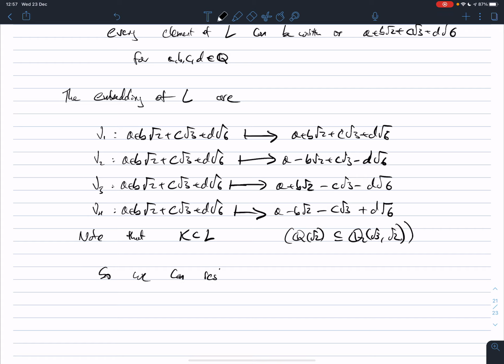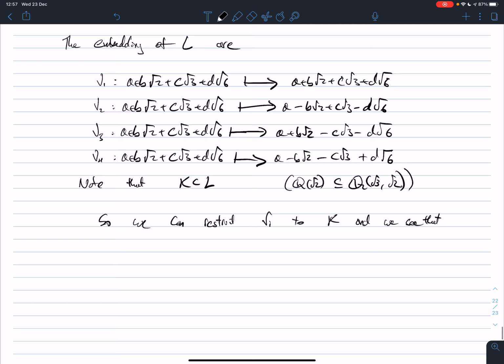So we can restrict these embeddings to K, and we see that 1 and 3 both restrict to the identity, or the standard embedding of K. Notice this: A plus B root 2 here looks like A plus B root 2, and A plus B root 2 here again stays like A plus B root 2. So when I restrict it, they stay the same.